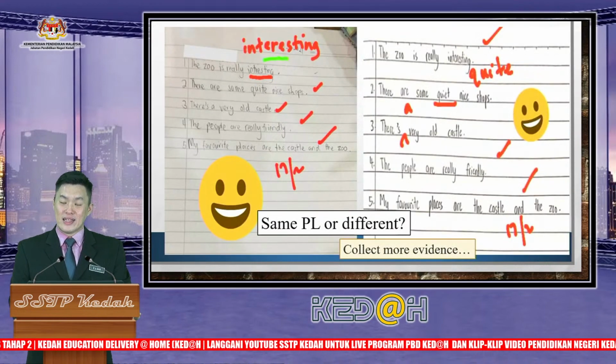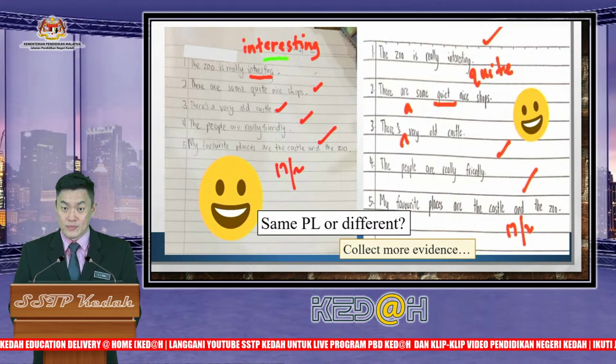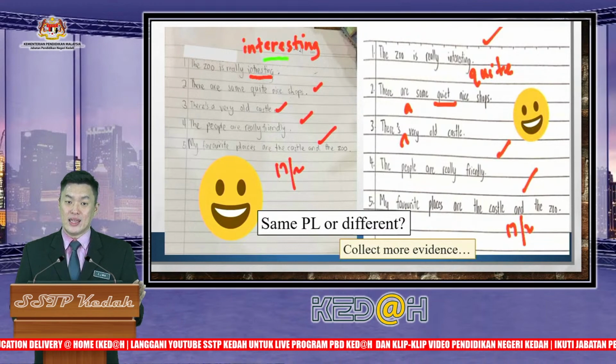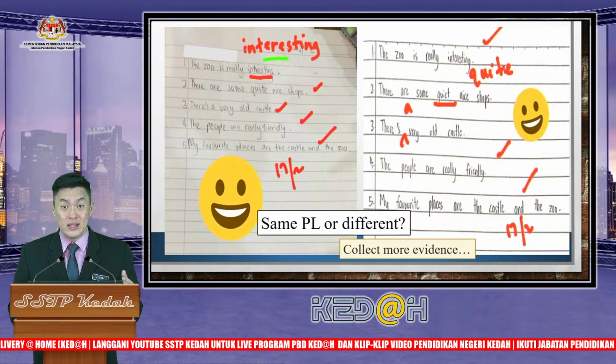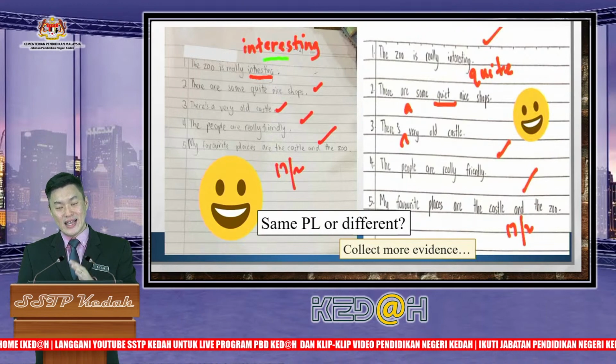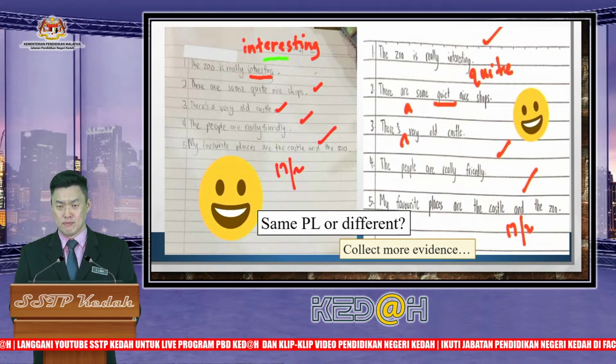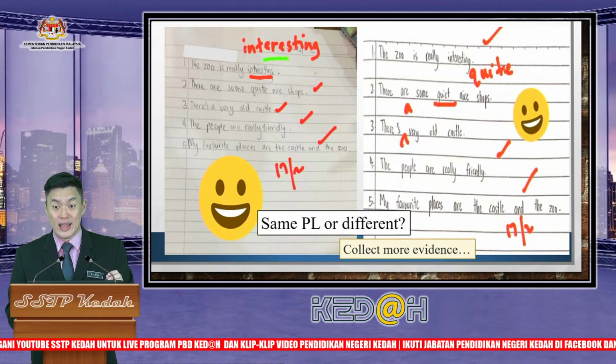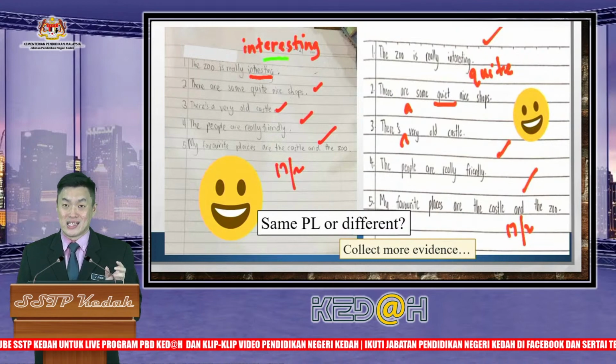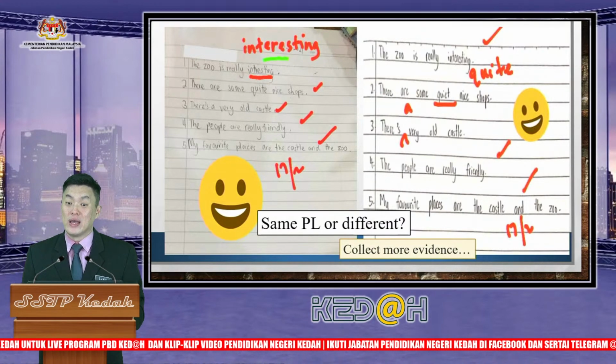All right, let's look at these two pieces of writing. Now, the first piece, okay, this pupil committed one error, the spelling of interesting. The second piece, the pupil left out an article and also he spelled the word quite, all right, as quiet. So there are two errors there.